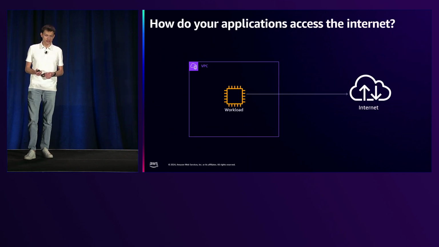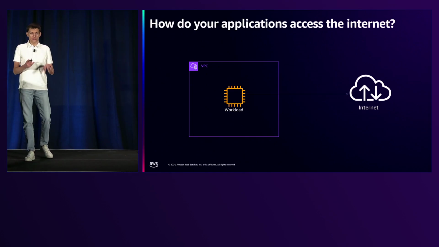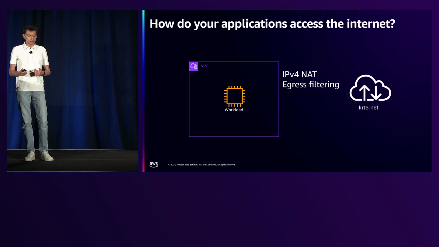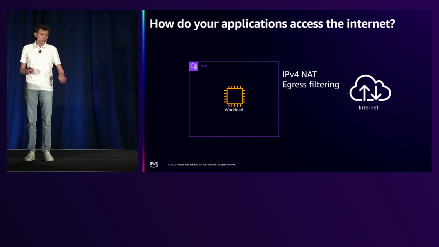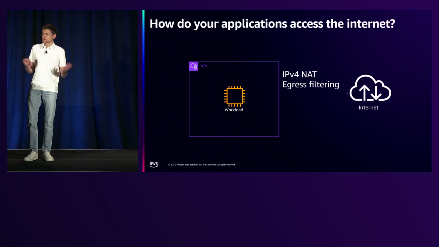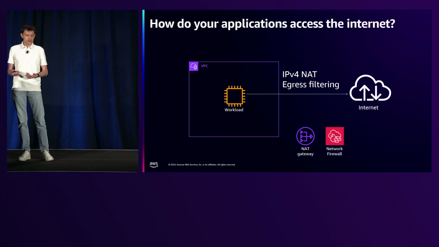OK, let's talk about egress. So when your workload wants to go out to, let's say, the internet, we need to think about IPv4 network address translation. We might want to think about your security and specifically egress domain filtering. And services like NAT Gateway and AWS Network Firewall can help you with this. But the question is, where do you put them?